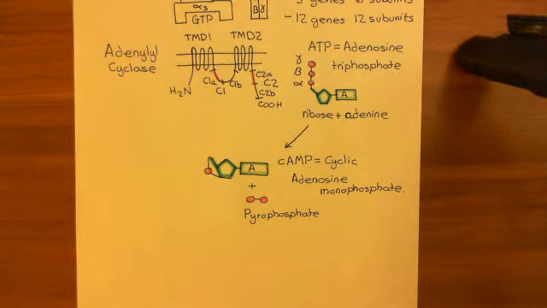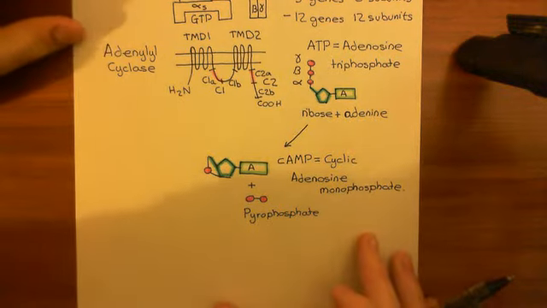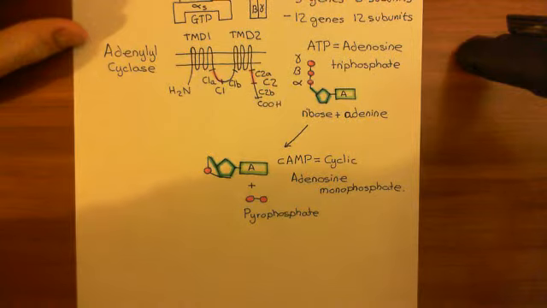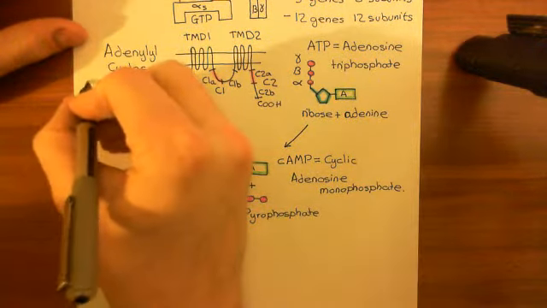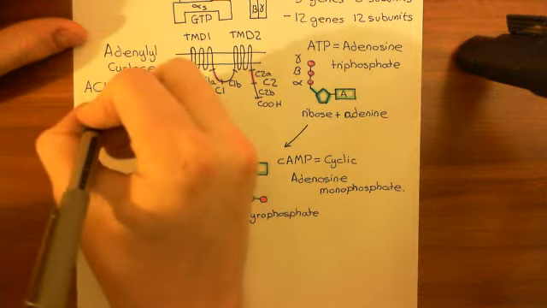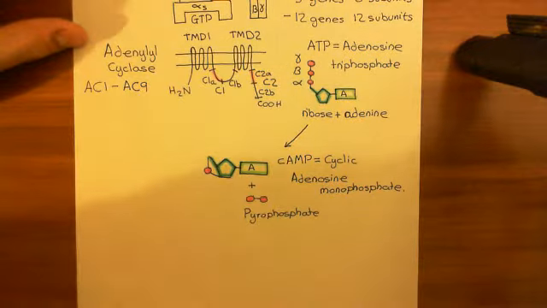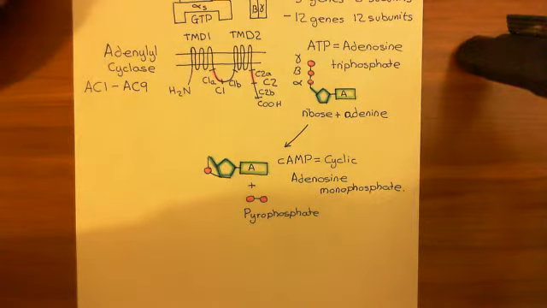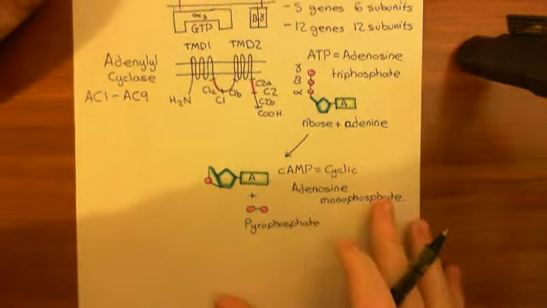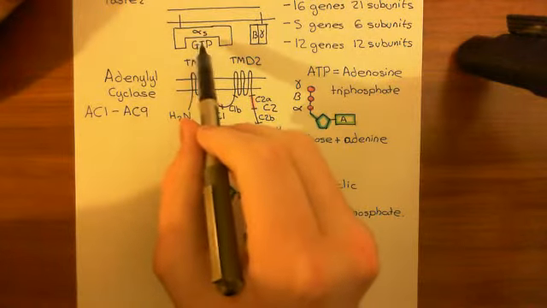and hence producing cyclic AMP. Now, before we go any further, I'd just like to say that there are 9 known forms of adenylyl cyclase called adenylyl cyclase 1 all the way down to adenylyl cyclase 9. So it's very, very simple nomenclature for the adenylyl cyclases. And all of them are activated by alpha S GTP subunits.